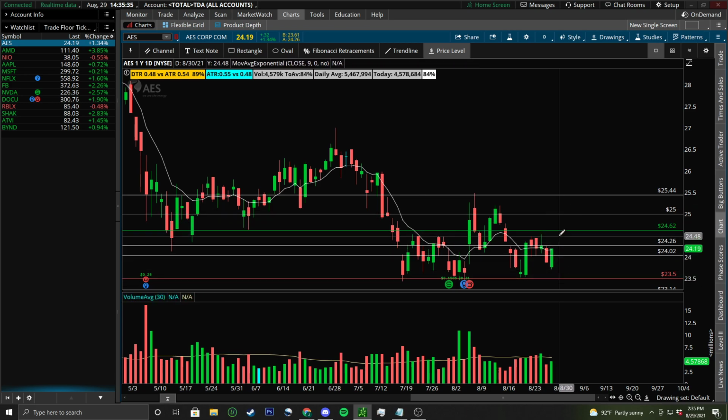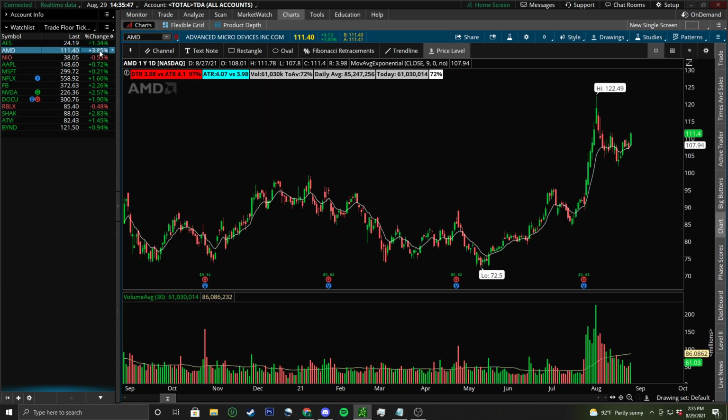I'm just marking them because those are very important levels. But you can play a break above 2430 if you wanted to. Target that 2460. So AES is actually giving you tons of very solid levels, and I didn't even really have to go down to the smaller time frame. But let's see. So AMD, I did do this one last week.